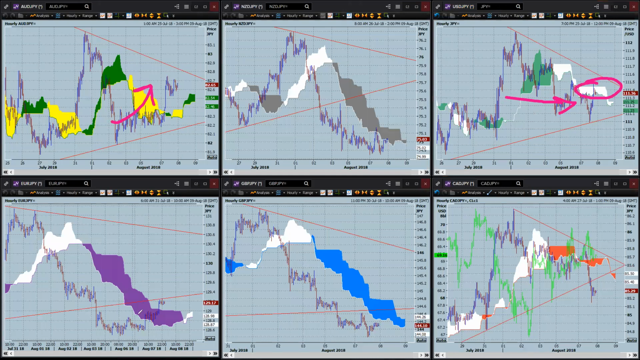So we've got Aussie yen higher, euro yen just starting to go a little bit higher, sterling yen lower, CAD yen lower, and Kiwi yen sideways. So really no uniformity across the yen crosses, which tells me that no one really knows what's going on. But going forward through today's trading, you really want to keep an eye on Kiwi yen. That's where the inflation expectations could come into play.